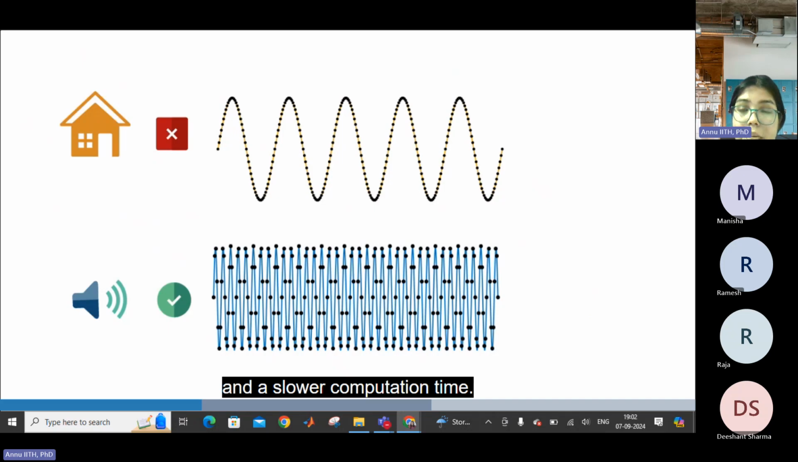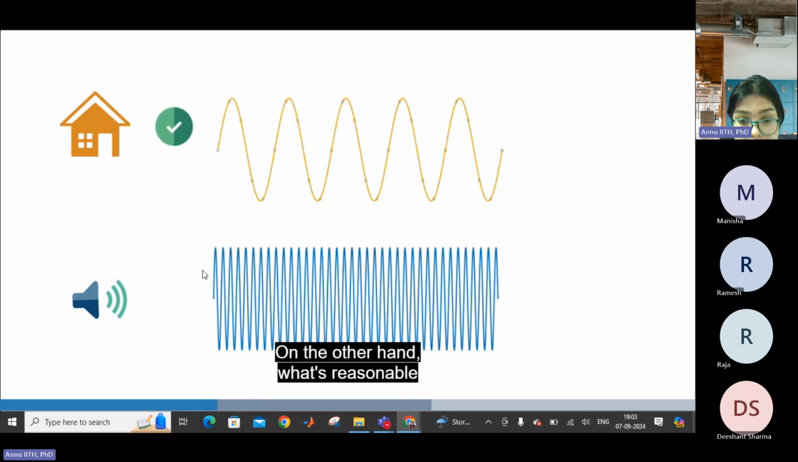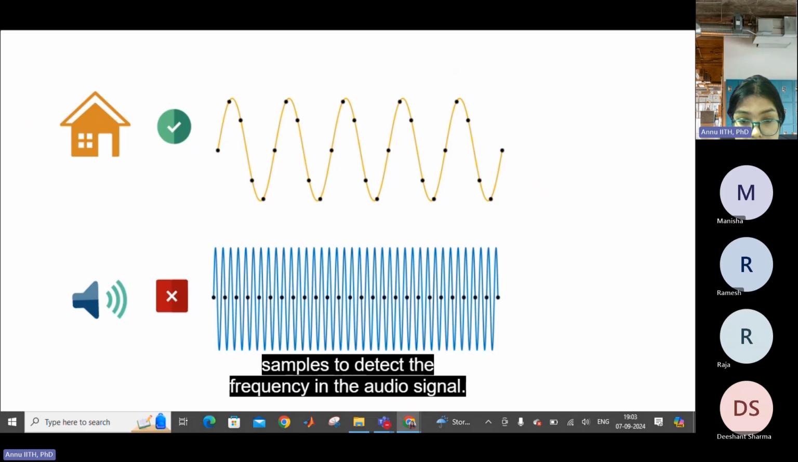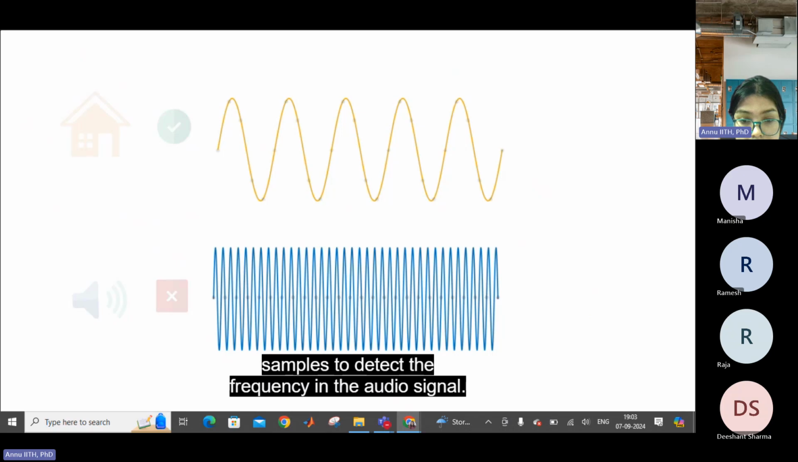For some applications, you will require more data to be stored. Like with seismic waves, some samples are fine. But for audio waves, more samples are required because we can hear up to 20 kilohertz, and it means a slower computation time. On the other hand, what's reasonable for the seismic signal won't be enough samples to detect the frequency in the audio signal.